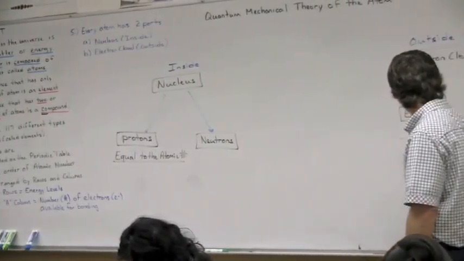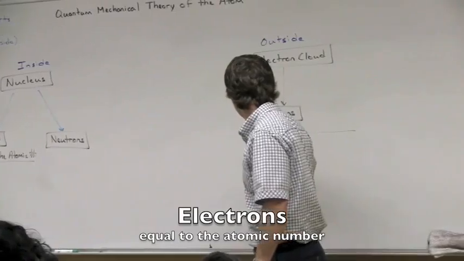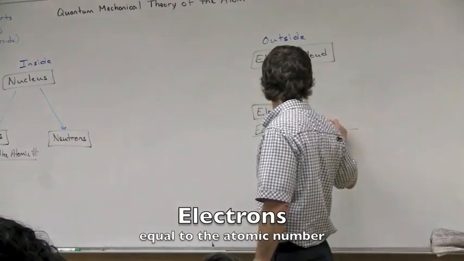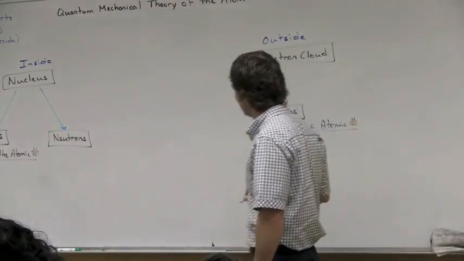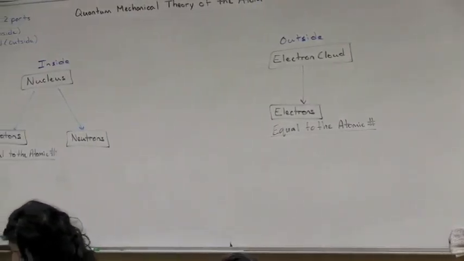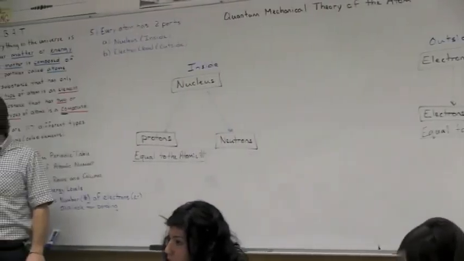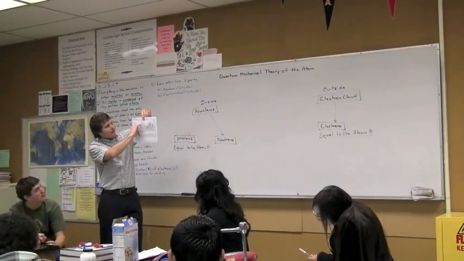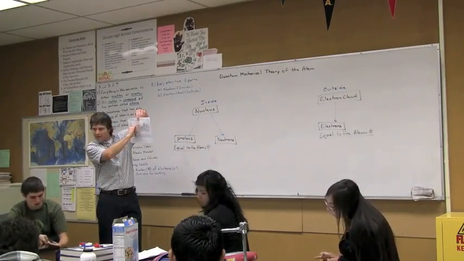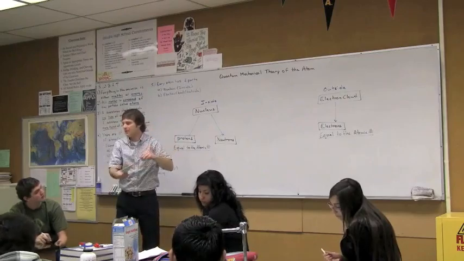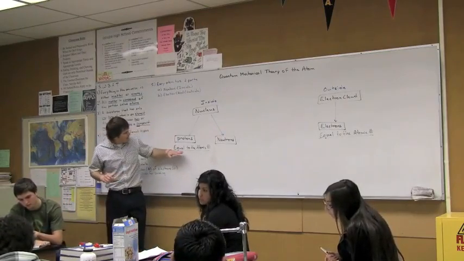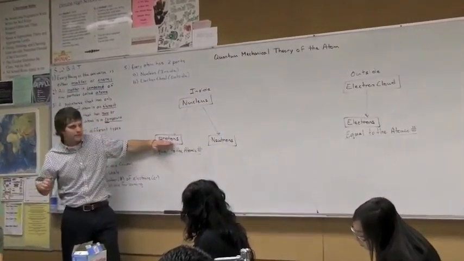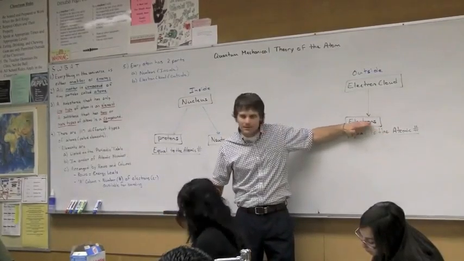And the electrons also equal to the atomic number. Number of protons is equal to the atomic number, and the number of electrons are also equal to the atomic number. Alright, that top number above the little symbol is the atomic number. And so when you look at carbon, its atomic number is 6, which means I've got 6 protons. It also means that I've got 6 electrons.